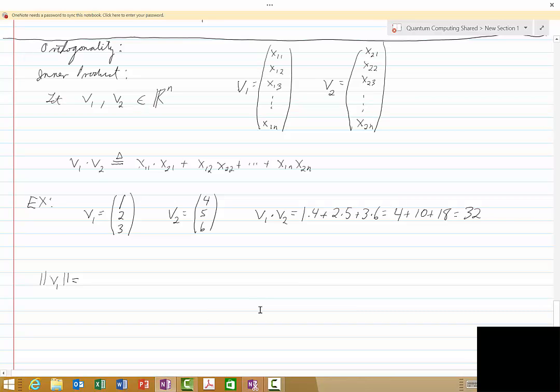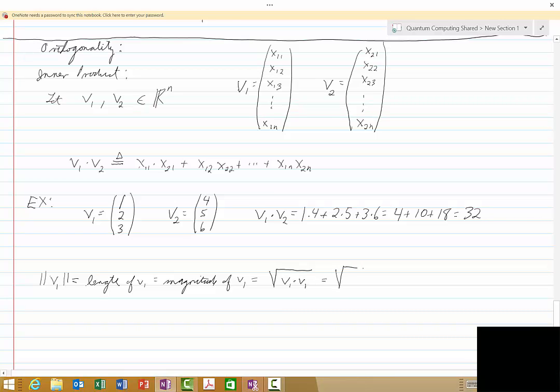Of course, you don't take the absolute value of a vector, but sometimes it can be helpful just to have the double bars to remind you that V, or V1 in this case, is a vector. Anyway, the magnitude or length of V1, it's also called the magnitude of V1, is equal to the square root of V1 dotted with itself.